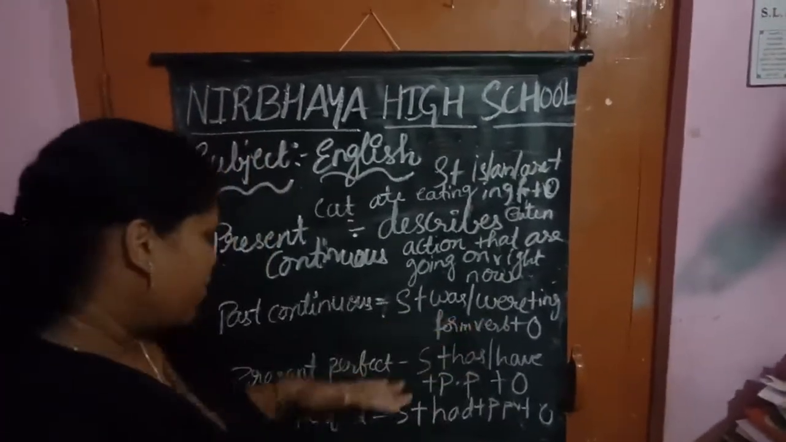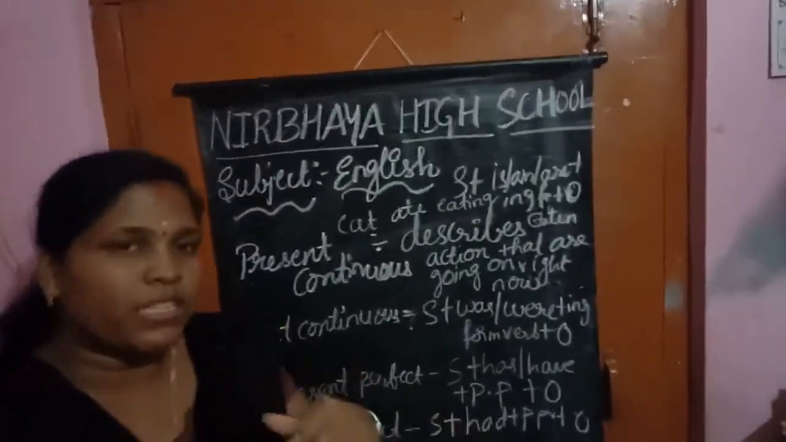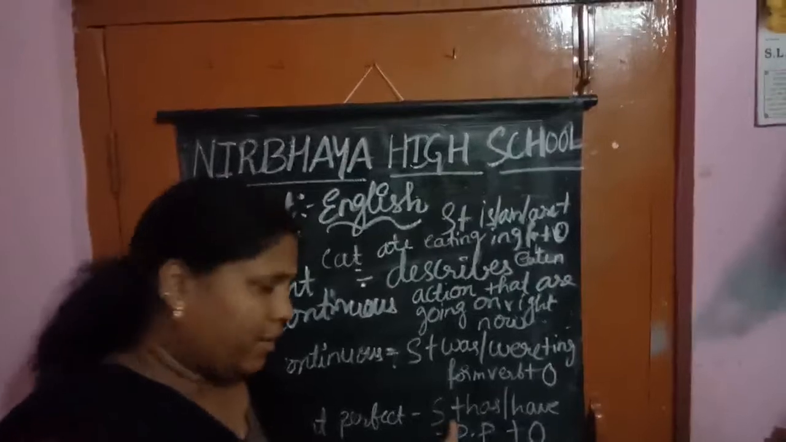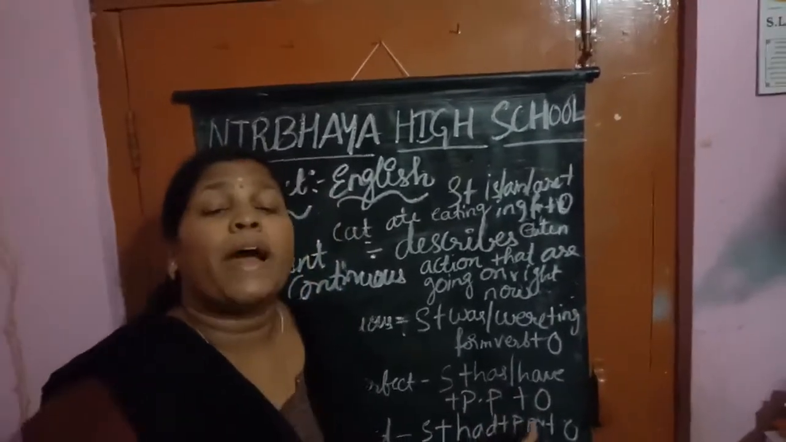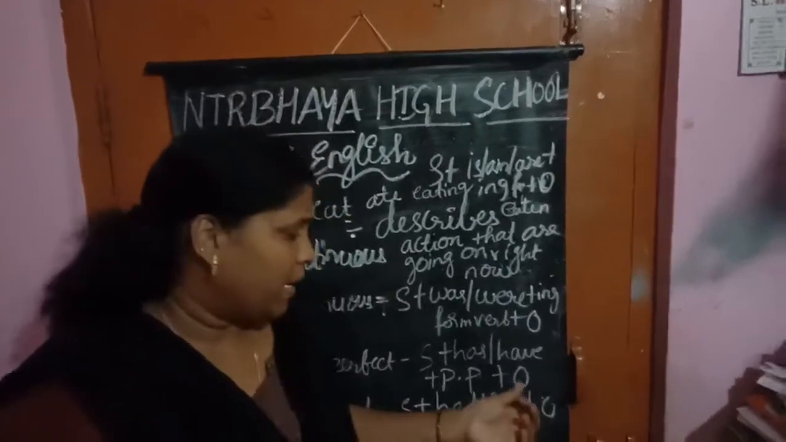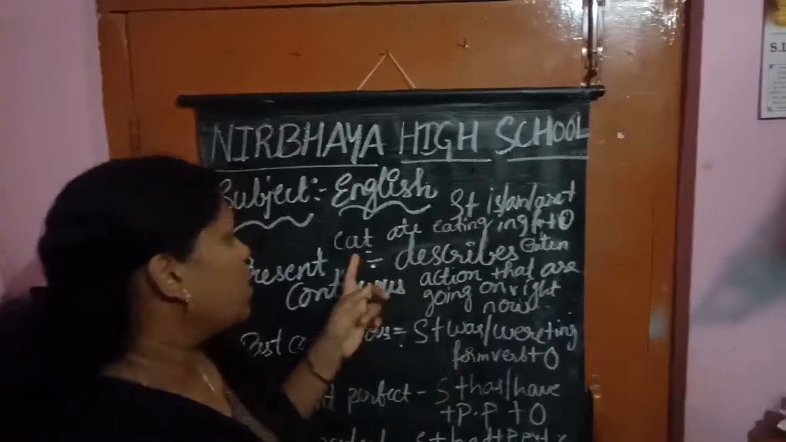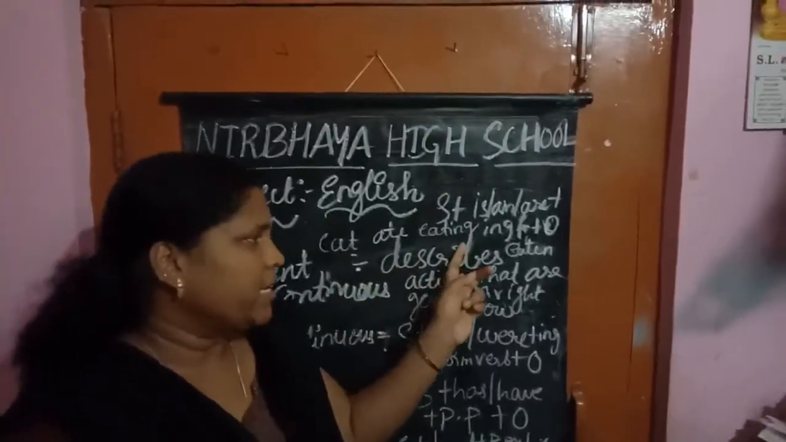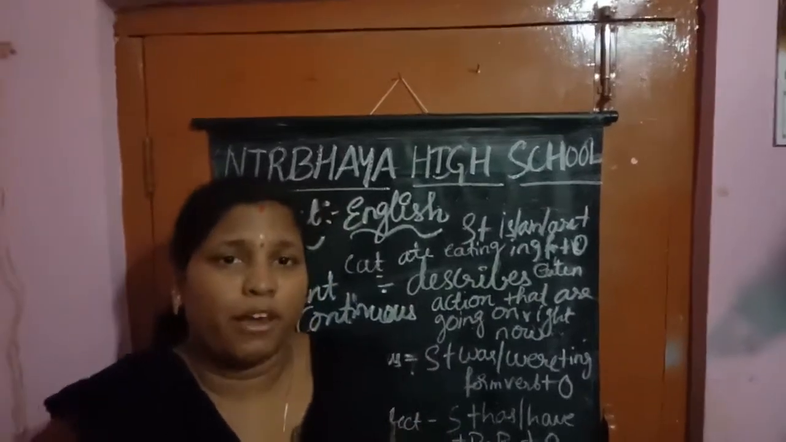Okay, and coming to the present perfect. Here, first we will see the rule, children. Subject plus has or have plus past participle of verb plus object. What is the past participle? See here, I said: eat, ate, eating, and here eaten. Eaten is the past participle of the verb.